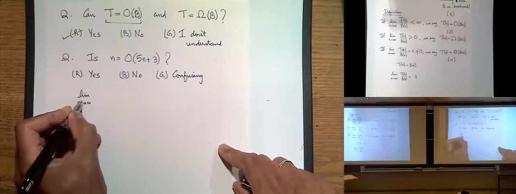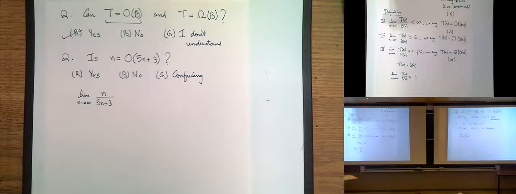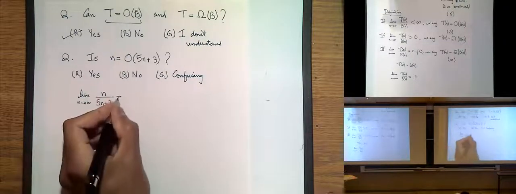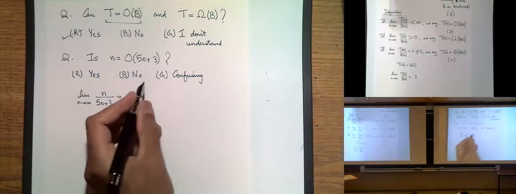as n goes to infinity of n divided by 5n plus 3. Now you've all done a calculus course. What is that limit? It's 1/5. Take the limit. Is 1/5 less than infinity?